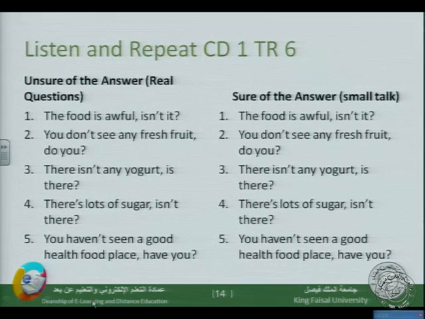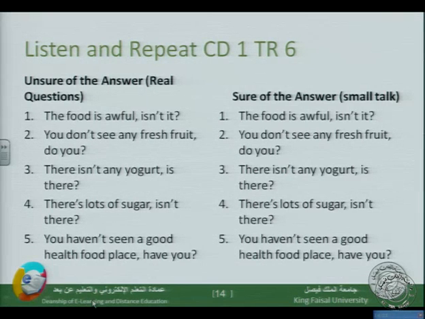So here I am unsure about the answer. This is because I need an answer now. I want to hear an answer from you. This is what I mean. Sure of the answer. You don't see any fresh fruit, do you? Do you? The voice goes down. Here I'm sure about the answer. Which means I'm sure about the answer. But if I said, you don't see any fresh food, do you? Here in this situation, I'm unsure about the answer, and this is a real question.